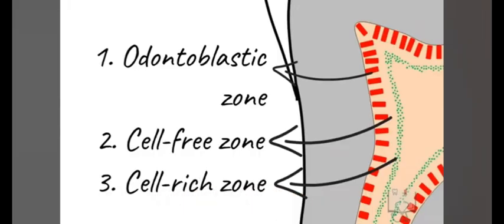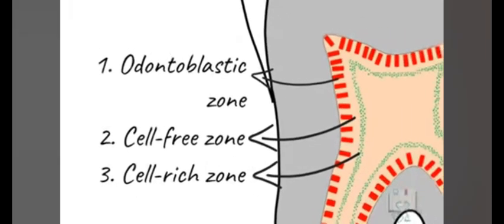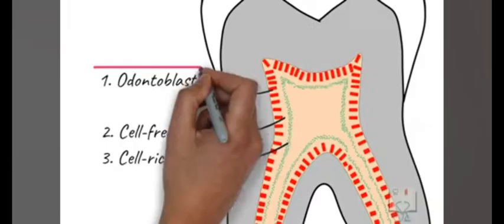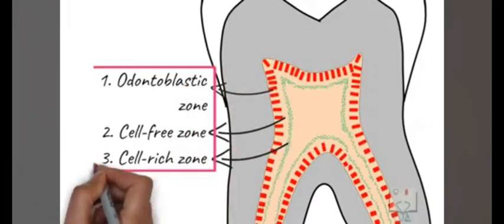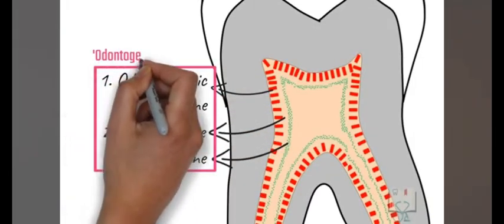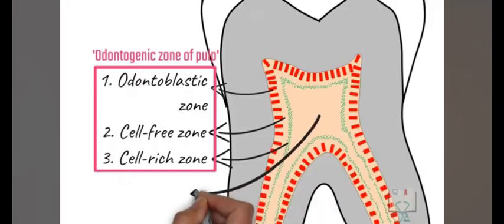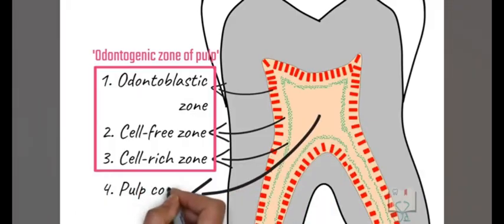Histologically, the pulp has four distinct zones: the odontoblastic zone, which is the outermost layer composed of odontoblasts, which are responsible for dentine formation. Next, the cell-free zone or the zone of Weil, which is a layer located beneath the odontoblastic layer containing fewer cells.